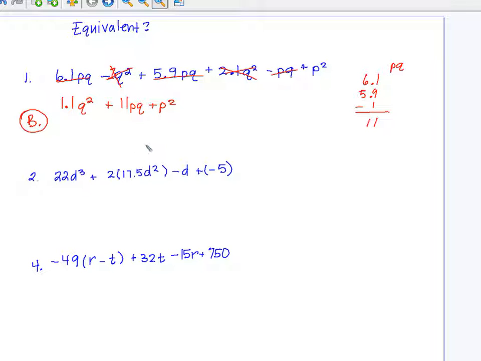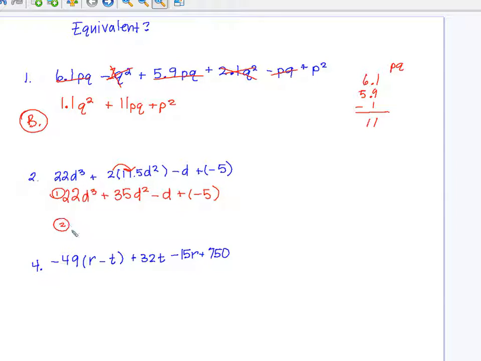Okay, take a look at number 2. Let's first distribute this and see if we can combine anything. The expression is to rewrite it 2 ways. Let's distribute. Okay, so 22 d to the third plus 17 and a half, which would be 35 d squared minus d plus a negative 5. So there's one way, is to distribute it.